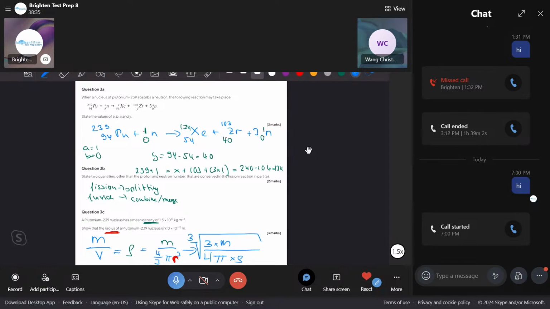Okay. And we get for the radius, just to quickly say, around 9 times 10 to the power of minus 50. So that's the radius of the plutonium.